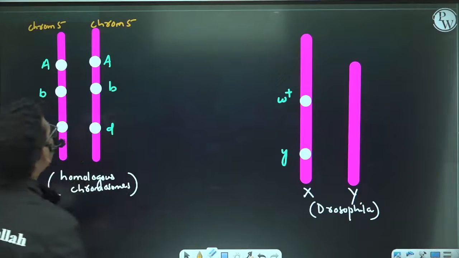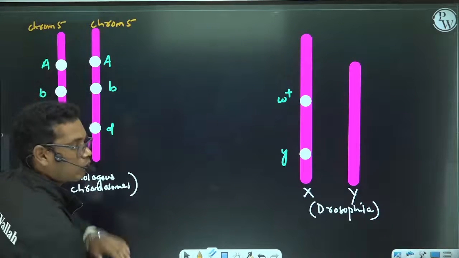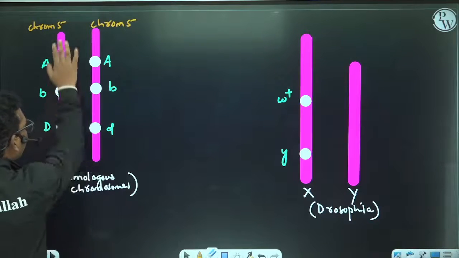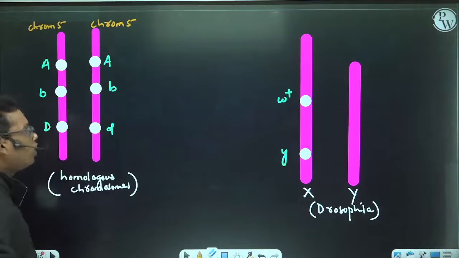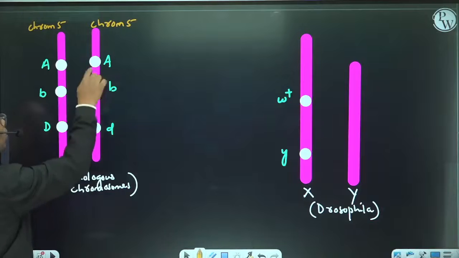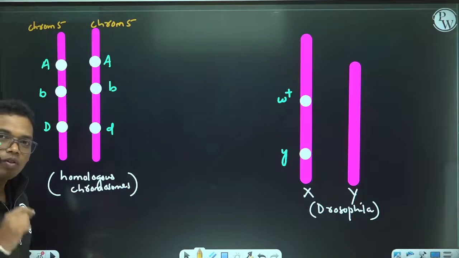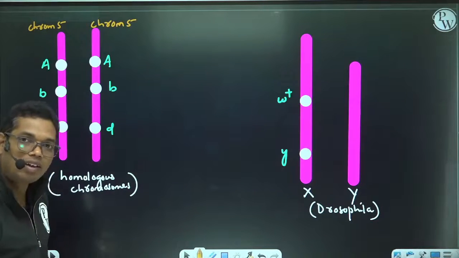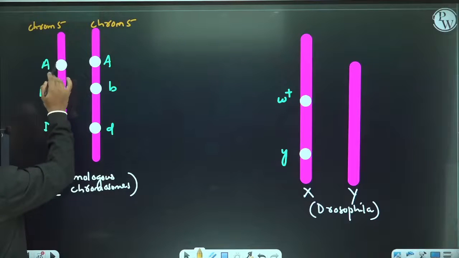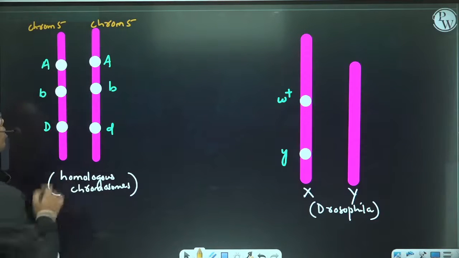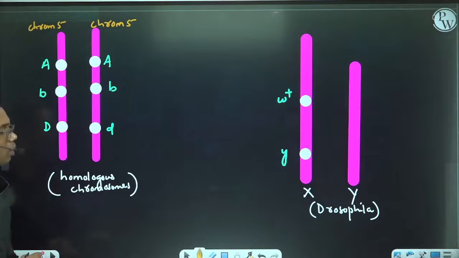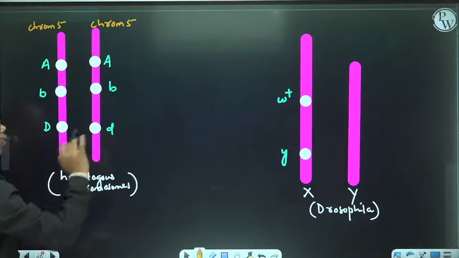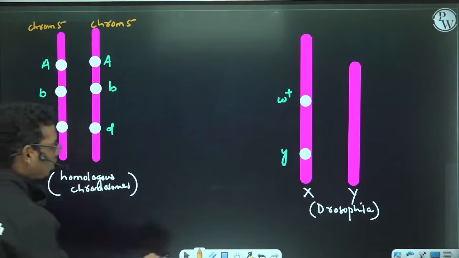Now, suppose these are two homologous chromosomes. Let's say this is chromosome number 5, and this is chromosome number 5. These white dots are basically loci, and we know every locus will have one allele. Suppose in this locus I have capital A, here small b, here capital D, and here also capital A, small b, small d.